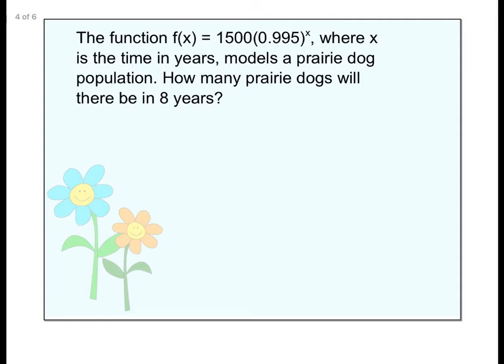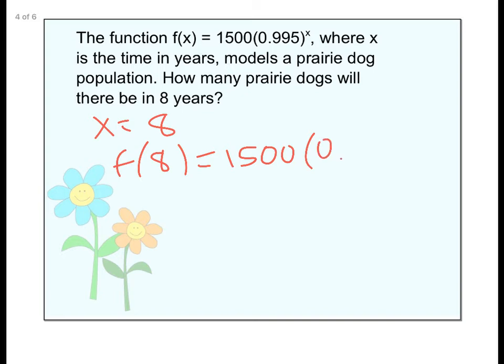Okay, so essentially it's telling us that our time, or our x, is equal to 8, because it's saying after 8 years. And they want us to figure out how many prairie dogs there will be. So we're going to plug in 8 for x. So I'll have 1500 times 0.995 to the power of 8. This is one you're going to want a calculator on, and what I would do is do the 0.995 to the power of 8 first in my calculator, and then next I would multiply by 1500.